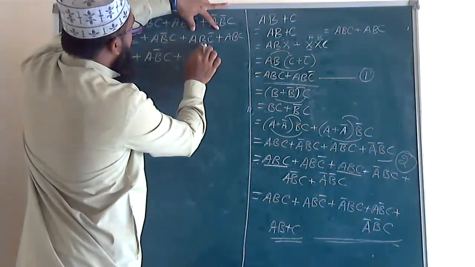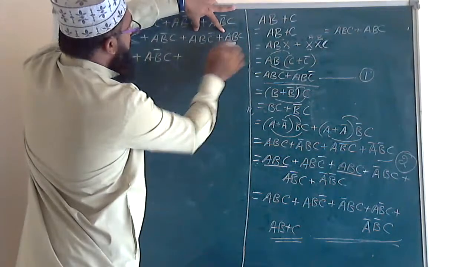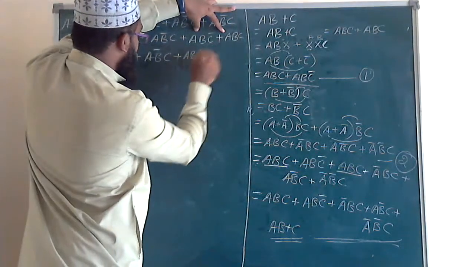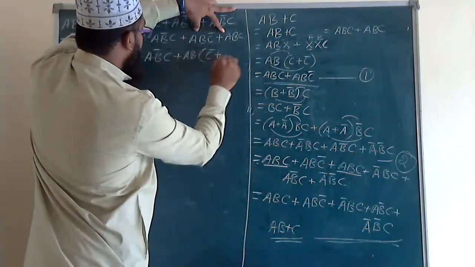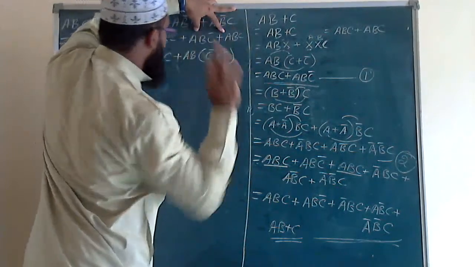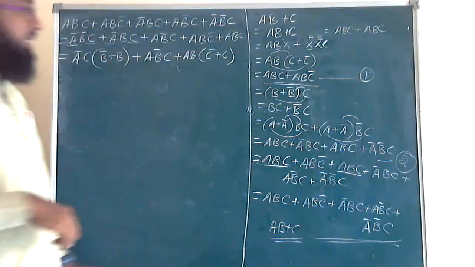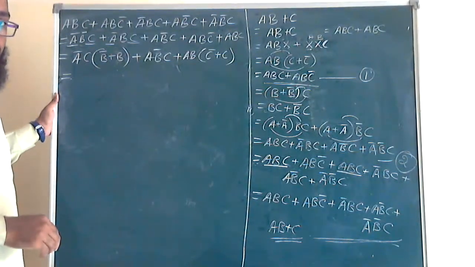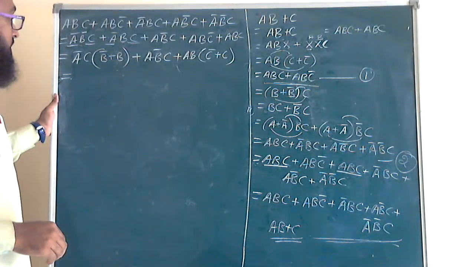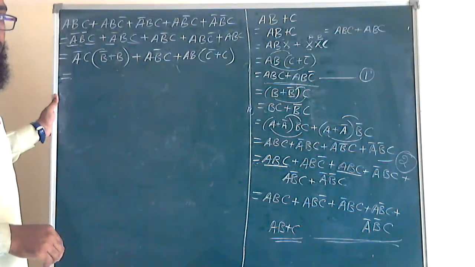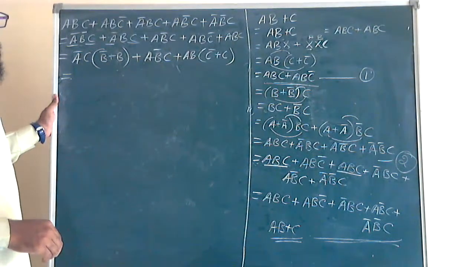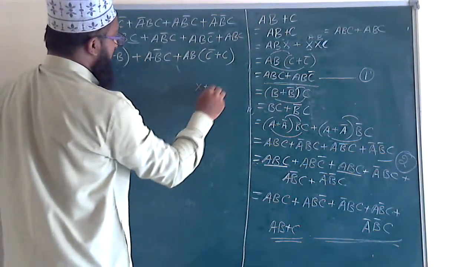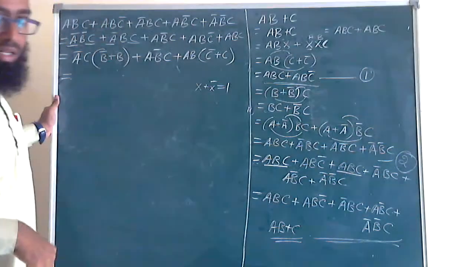Yes, here A, B are common. In these two terms, A, B are common. So write down A, B as it is. Then C bar plus C. Is it clear? Which is equal to, according to complementarity laws, x plus x bar is equal to 1.